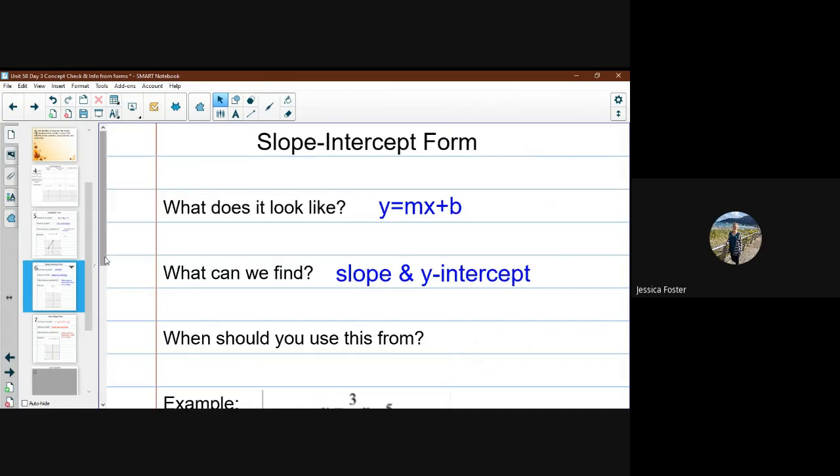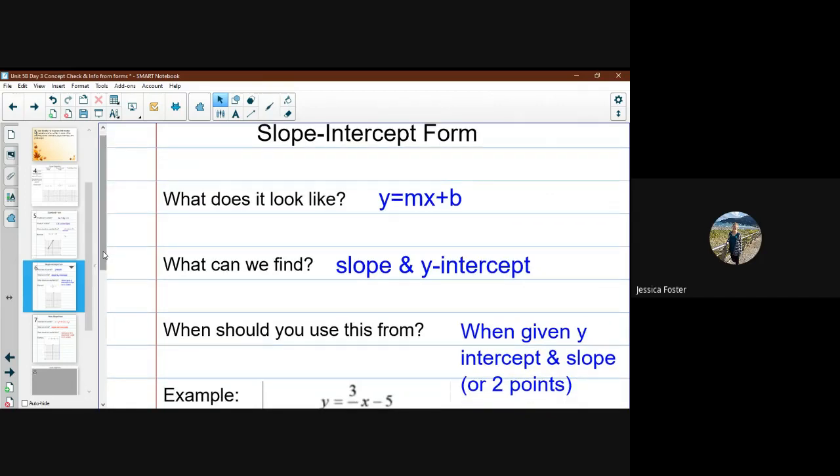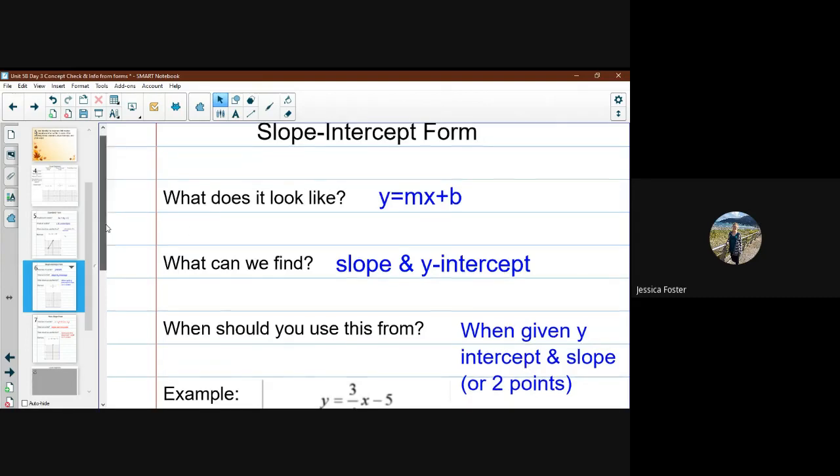So when do you think you should be using this form? I like to use this form whenever I'm given my y-intercept and slope. The other thing is, if I'm ever given 2 points, then I can also write it in slope-intercept form, especially if one of those points given is the y-intercept. If I'm given 2 points, I can use those 2 points in my slope formula to identify my slope. All right, scrolling down. If you need to, please pause the video so you can actually finish filling out your table here.